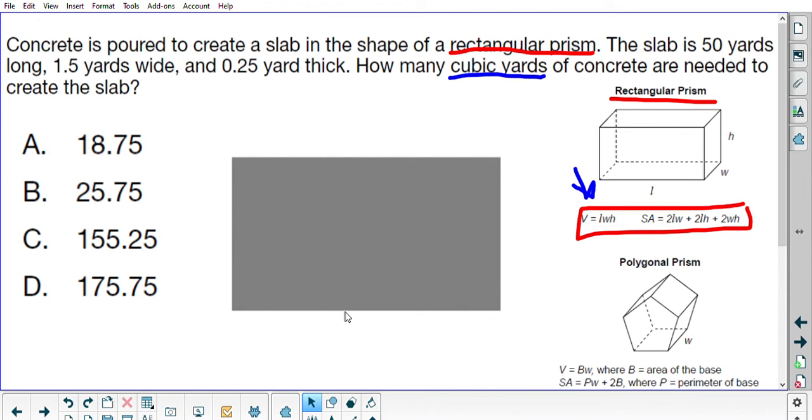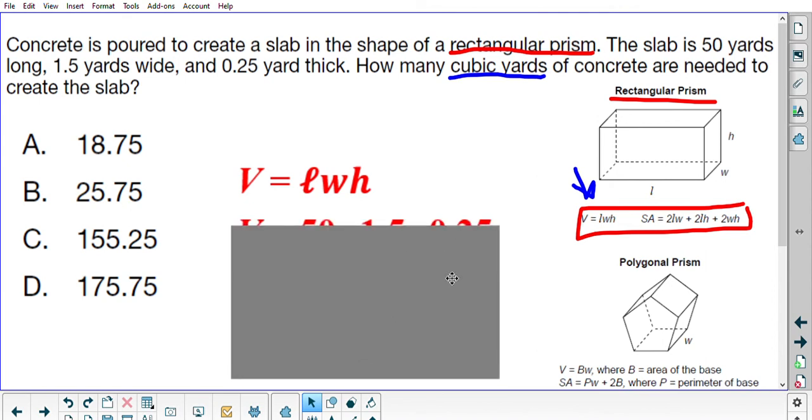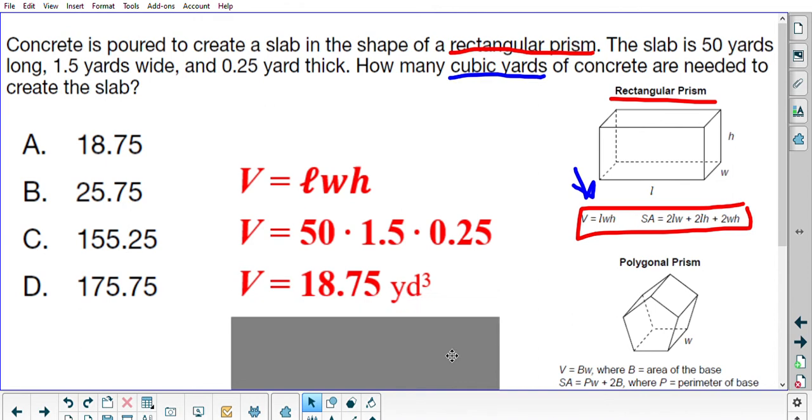So you actually need to remember that area is square yards or square feet. Volume would be cubic yards or cubic feet. These are big ideas you have to understand. So this is why we're going to use the volume formula. Length times width times height, which is 50 times 1.5 times 0.25. And that's going to give you 18.75 cubic yards, which was choice A.